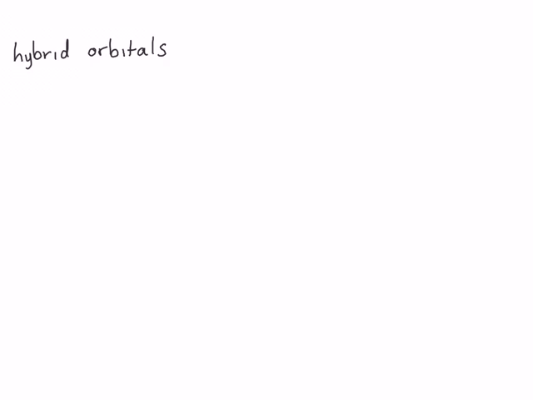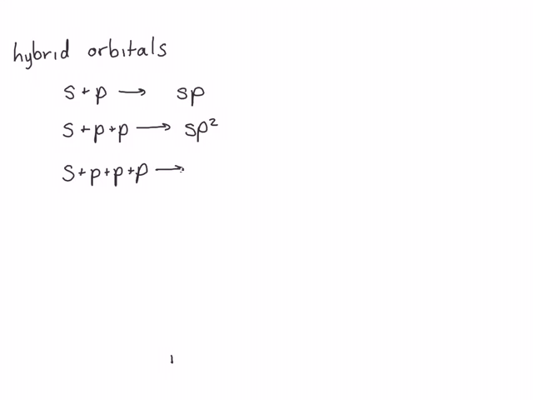Hybrid orbitals are mixtures of the atomic orbitals s and p. So for example, we can mix one s orbital and one p orbital together to get an sp orbital. If we mix together an s and two p orbitals, we get an sp2 orbital. And if we mix together all four of these orbitals, an s plus three p orbitals, we get something called an sp3 orbital. These are called hybrid orbitals.